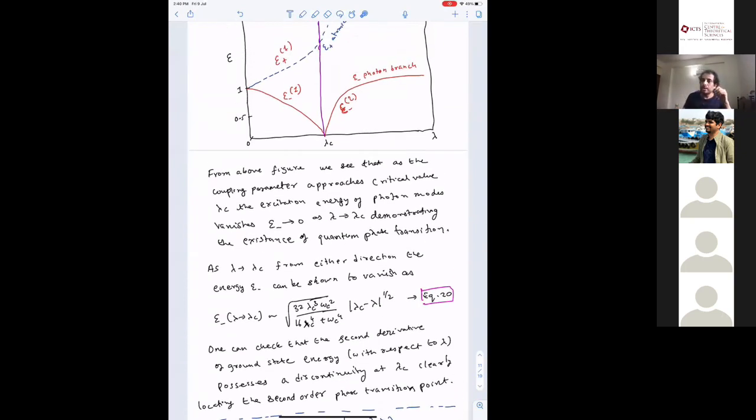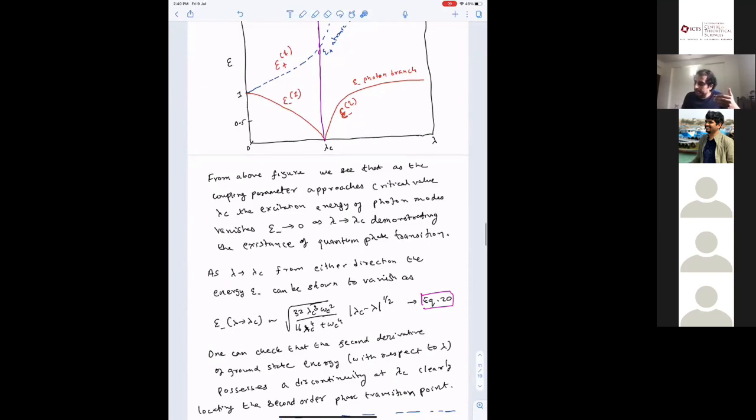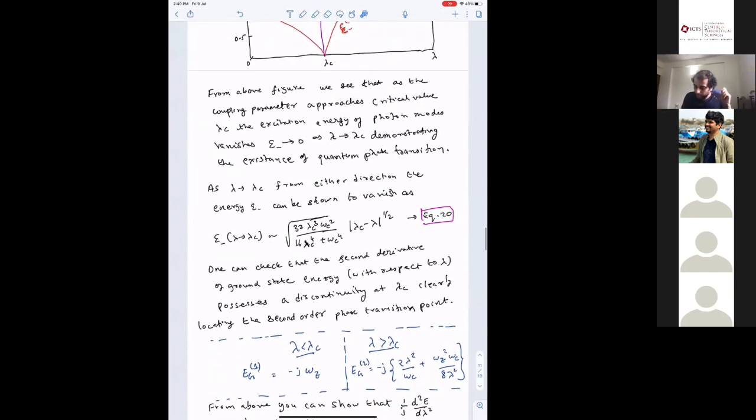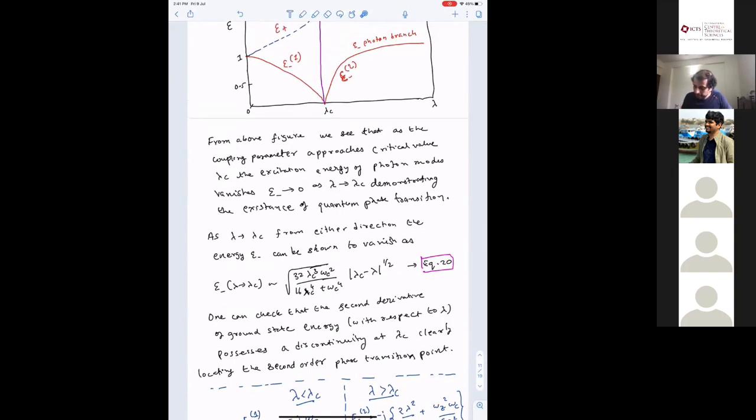Here you are writing a quadratic Hamiltonian, so this is the excitation spectrum of the quadratic Hamiltonian. Basically, the Hamiltonian is no longer quadratic at lambda equal to lambda c, is it? What I'm trying to say is that let's assume you have a quadratic theory on either side. The excitation energy associated with this system basically vanishes. The gap closes at lambda critical.